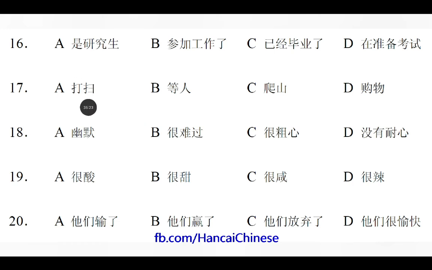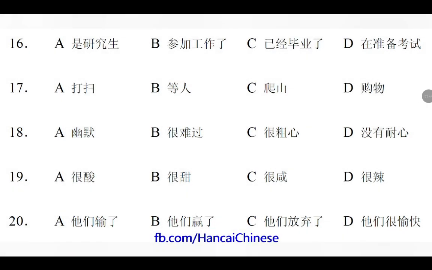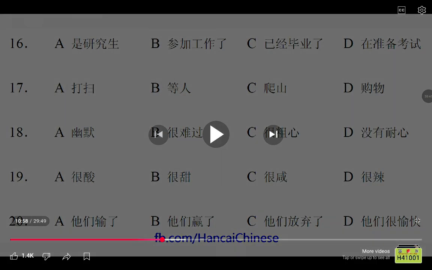Okay, within a few seconds now, read the options for number 17. The first option is 打扫, which means clean. 烫 means wet. What does it mean? Passion. Mountain climbing. And D is go shopping. So we have to listen for what kind of topics they are talking about.